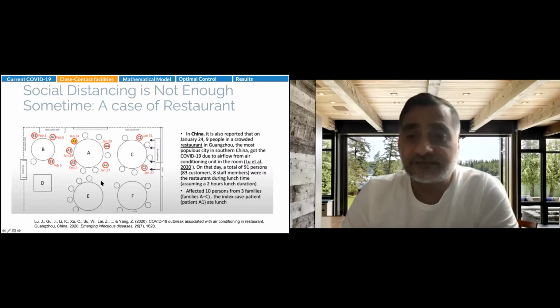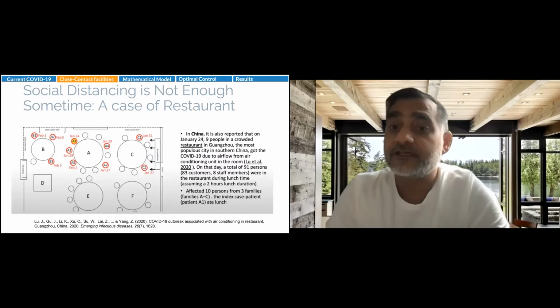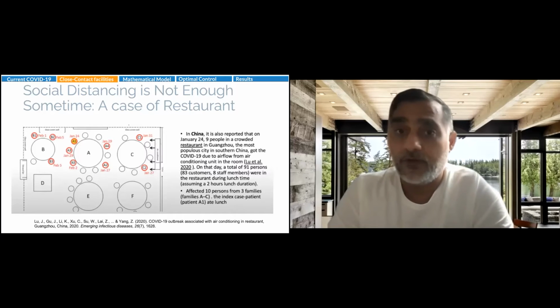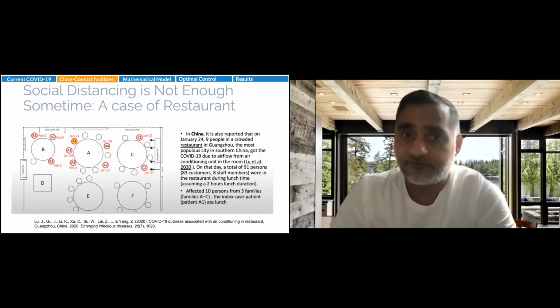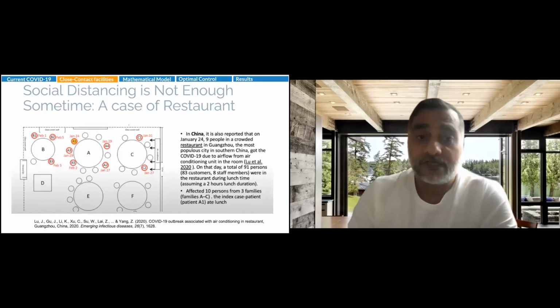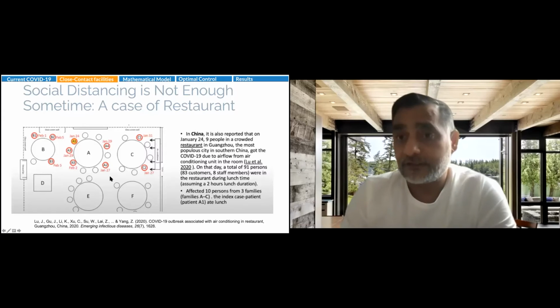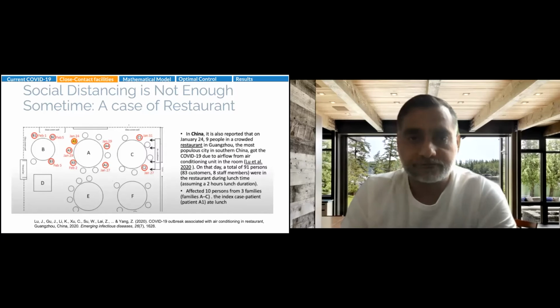One of the reasons they found out later on was the environmental conditions. In this case, the air conditioning unit was responsible for the infection. So environmental conditions do play a very important role, and the people who were sitting at the same table didn't get infected. A very critical aspect for indoor facilities was highlighted in this example.